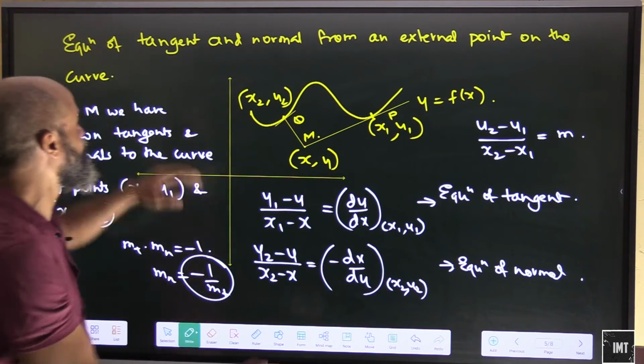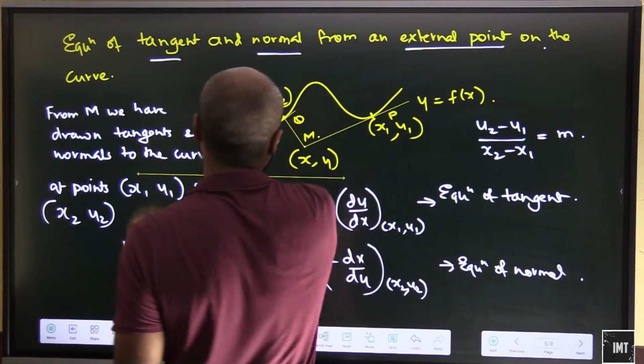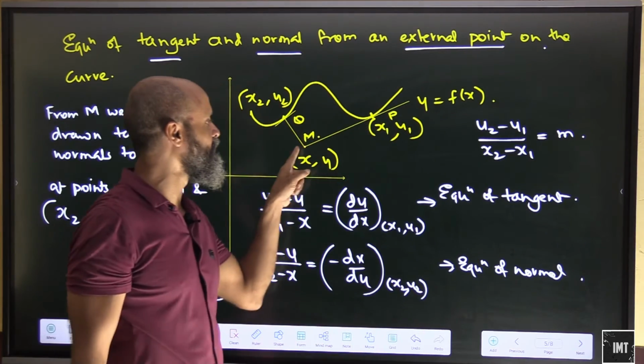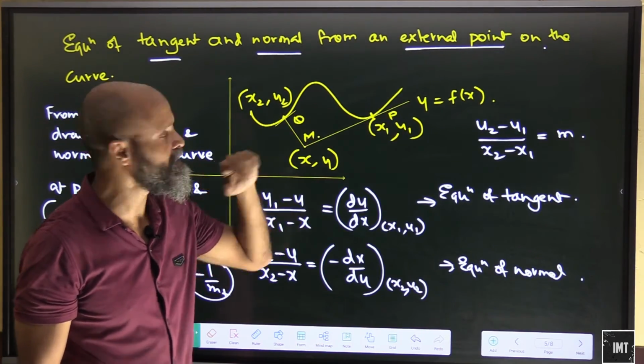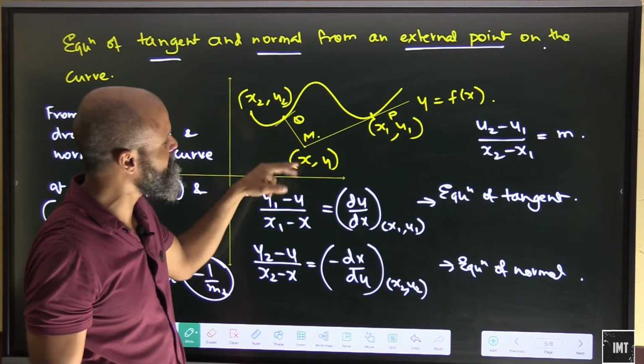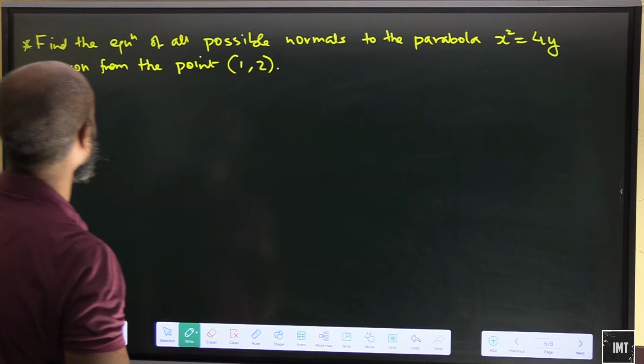So this is how we will get the equation of the tangent and the normal from an external point on the curve. So this is an external point. What we are doing is basically (y1 minus y)/(x1 minus x), the slope of this line, and (y2 minus y)/(x2 minus x), the slope of this line. Okay, so let's solve some problems here.